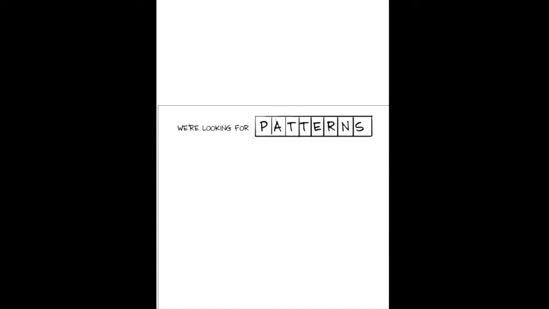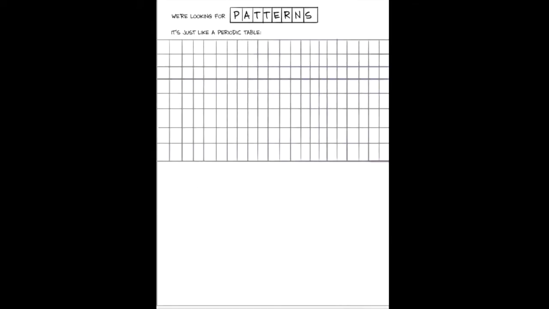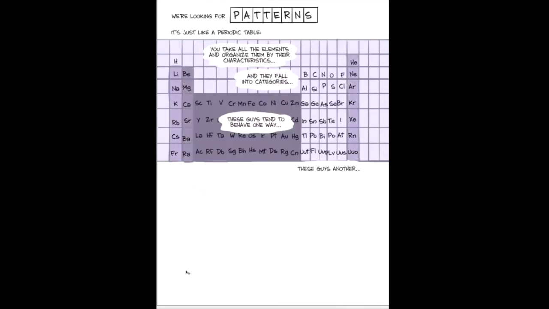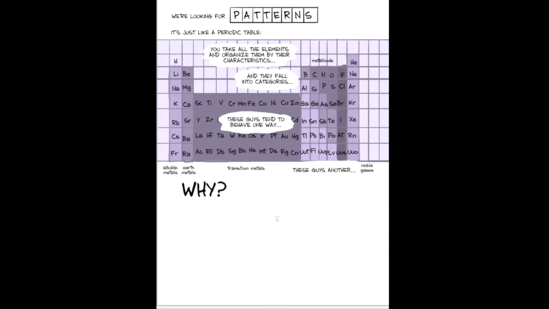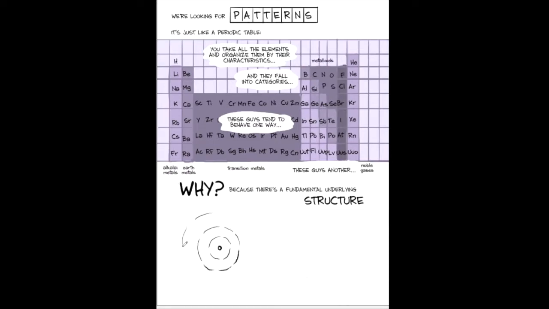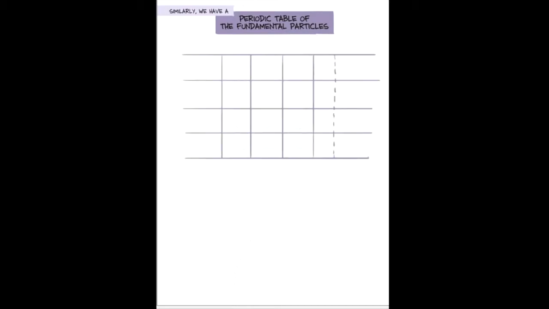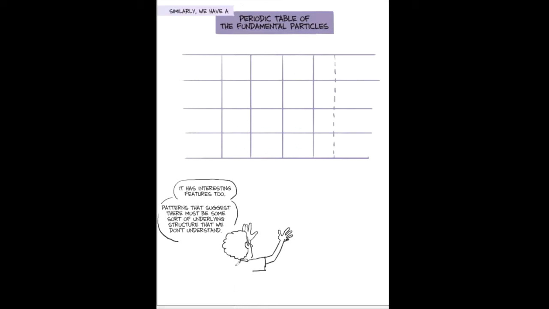We're looking for patterns. It's just like the periodic table. You take all the elements and you organize them by their characteristics, and they fall into categories. These guys over here tend to behave one way, these guys tend to behave another way. Why? Because there's a fundamental underlying structure. And now we know it's just electron orbitals around nuclei. So we have a periodic table of the fundamental particles, and like the periodic table, we've been putting it together and trying to organize it by the characteristics of the particles. It has some interesting features. It has patterns which suggest there must be some sort of underlying structure that we don't understand, but we haven't seen it yet.